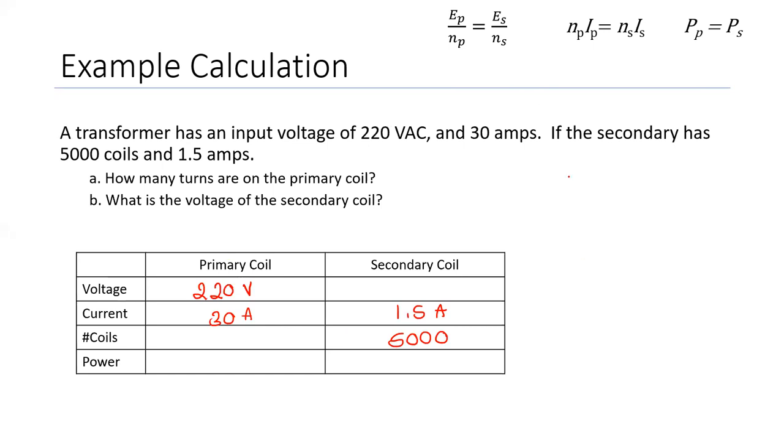Let's figure out first the number of coils on the primary. So the number on the primary times, so we're going to use this formula, the current on the primary, which is 30, is equal to the number of coils on the secondary, which is 5,000, times 1.5. We're going to divide both sides by 30. And the number on the primary happens to be equal to 250 turns.